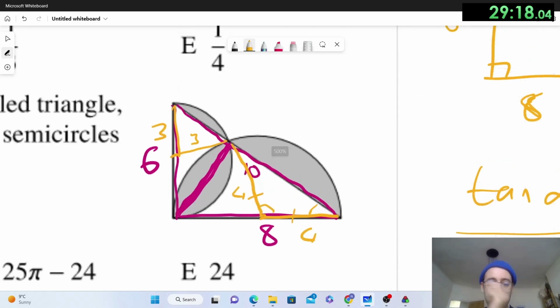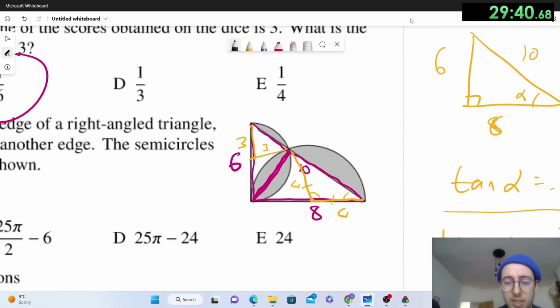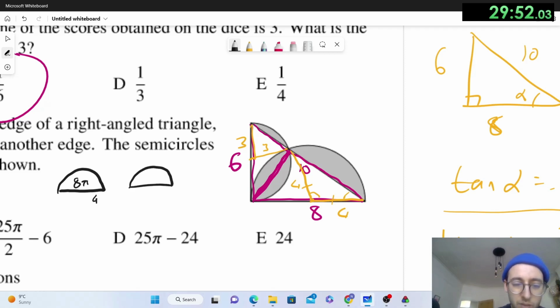Okay. Stare at it. How do I... The whole thing is half AB sine C. No, the whole thing's pi r squared, divided by 2, it's pi r squared over 2. Let's just write some things down. Okay. This big one, if this is 4, then it's 8 pi, because it's pi r squared over 2. The smaller one, this is 3, is 4.5 pi, so 9 over 2 pi.